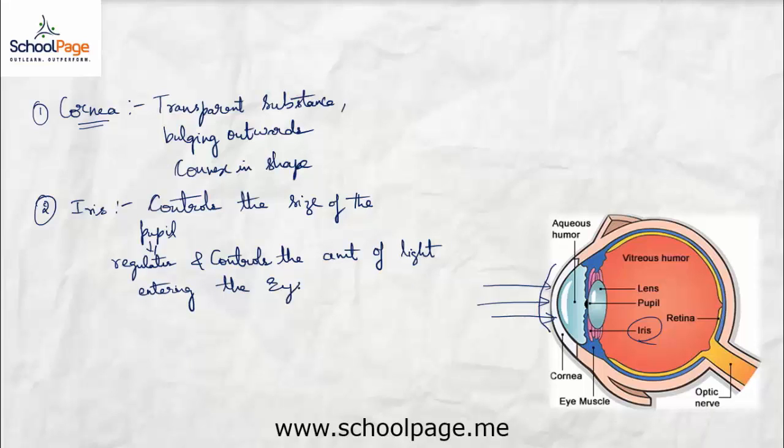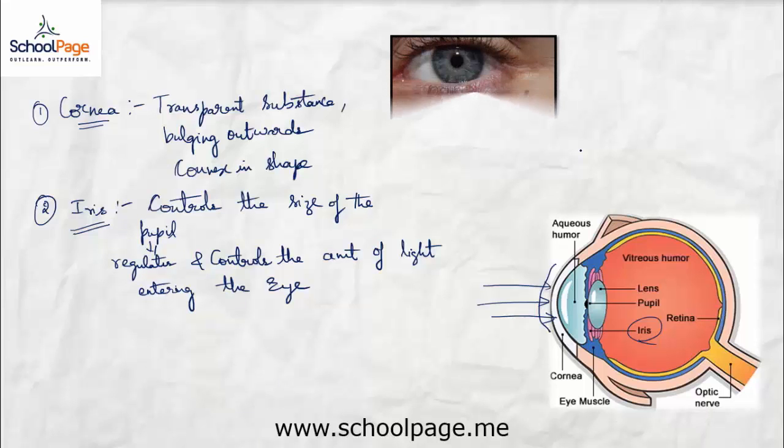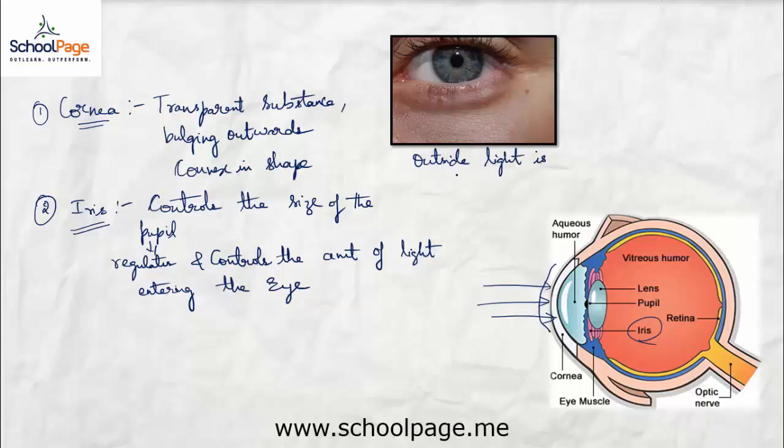Since the iris controls the amount of light entering the eyes, the iris automatically adjusts the size of the pupil according to the intensity of light received by the eye. So this is the eye of a person when outside light is bright.